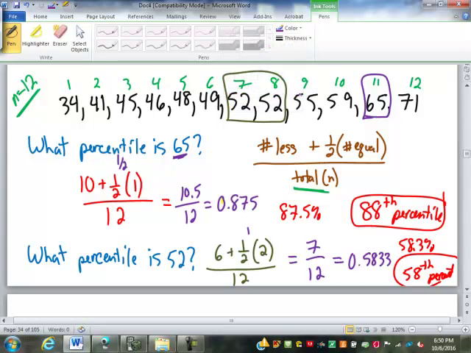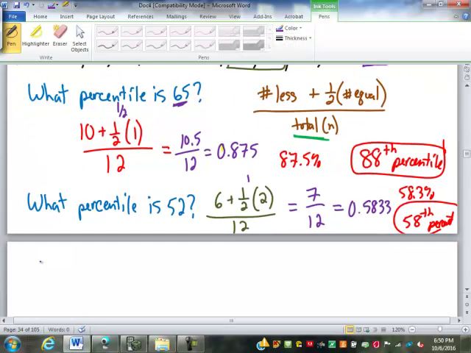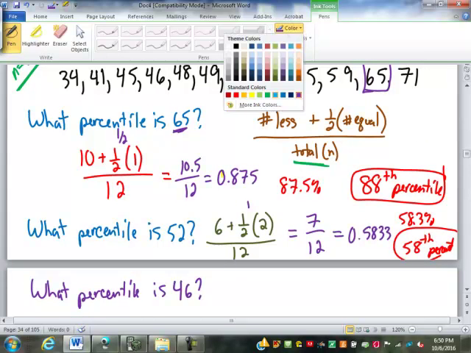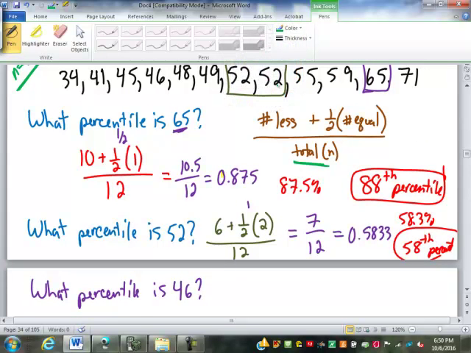I'm going to have you try one. What percentile is 46? I'll give you a minute to find that.